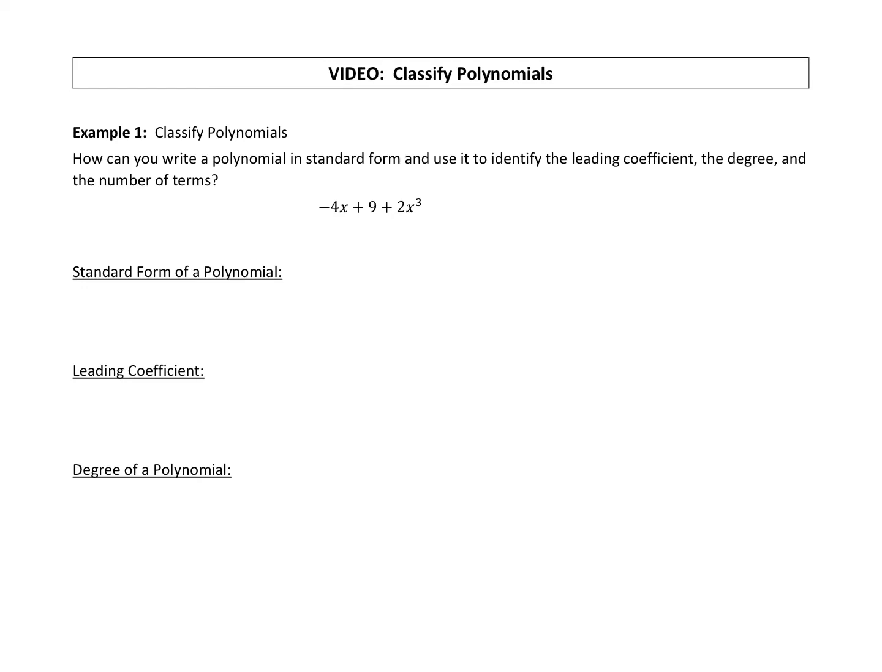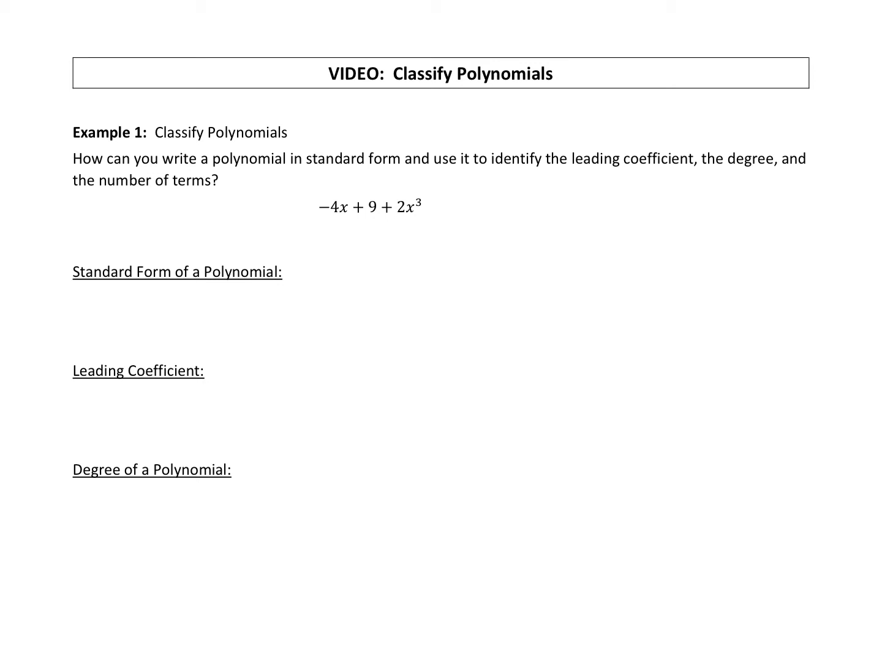All right, in our first example, we're going to talk about how to classify polynomials. And our question we're being asked is, how can you write a polynomial in standard form and then use it to identify the leading coefficient, the degree, and the number of terms? So let's go ahead and talk about what some of those are, and then we will identify those in this polynomial that we have. So first of all, a polynomial.